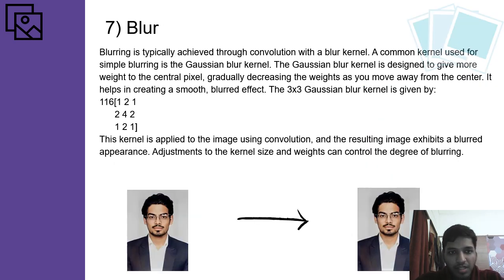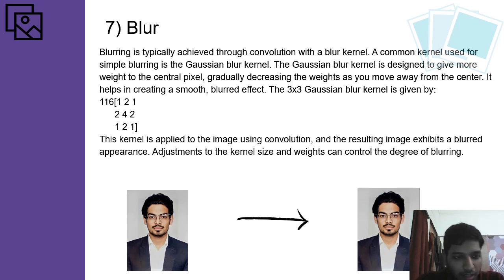Next, this is another common image processing technique, which is known as blurring. Blurring is a common image processing technique used to reduce sharpness and detail, creating a smoother or softer appearance. Convolution with a blur kernel is a key method for achieving this effect. The Gaussian blur kernel is a widely used kernel for blurring. Its 3x3 matrix is given in the presentation.